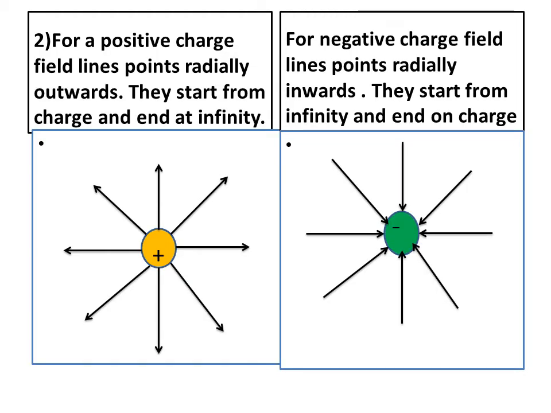As we have learned earlier, for a positive charge, field lines point radially outwards. If we place a unit positive charge near the big positive charge, it gets repelled away from the charge. So the direction of field line is drawn outwards. The field lines start from the charge and end at infinity. For a negative charge, field lines point radially inwards. If we place a unit positive charge near it, the charge gets attracted towards the negative charge. So the field lines of a negative charge start from infinity and end on the charge.